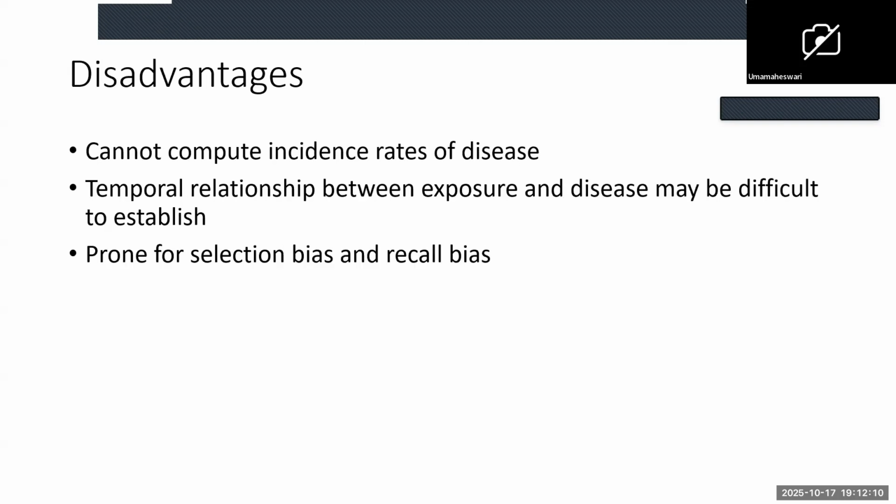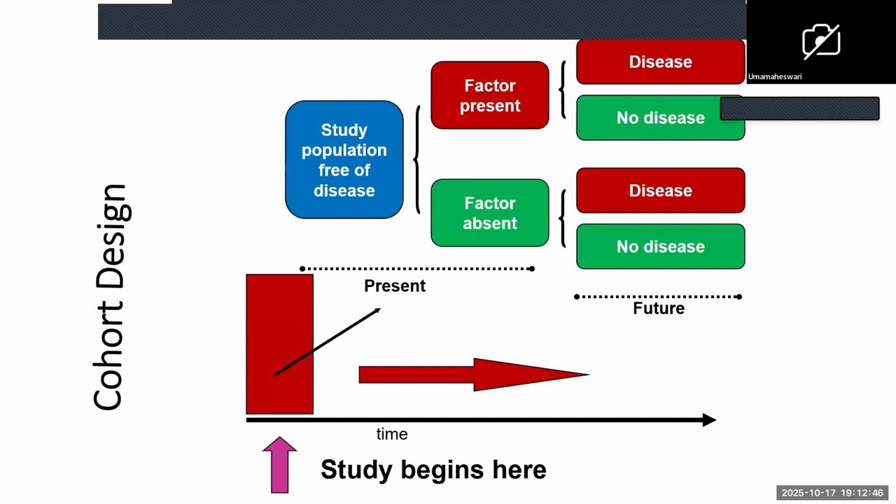The disadvantage is that we cannot calculate incidence, because the patient has already developed the disease. Also, the temporal relationship is difficult to establish. And when you ask mothers with a low birth weight baby, they will tell you all small factors as a risk factor for the baby having low birth weight. So there is a chance for recall bias, but the mother with a normal birth weight baby will not remember as many things easily. So this is prone to selection and recall bias.